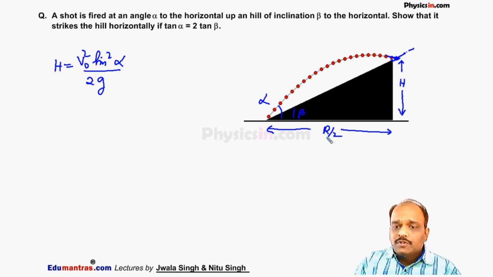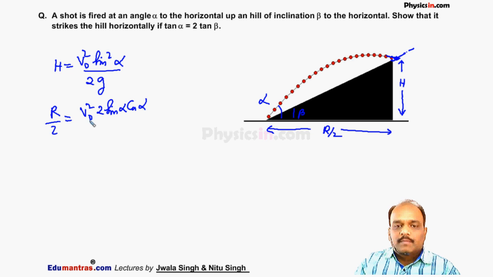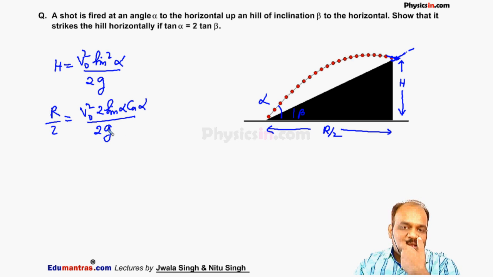Now, we know the range by 2. So, R by 2 is equal to v naught square sine 2 alpha, meaning 2 sine alpha cos alpha, divided by 2g. This is the value of R by 2.